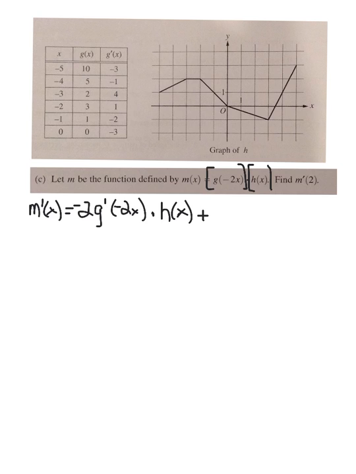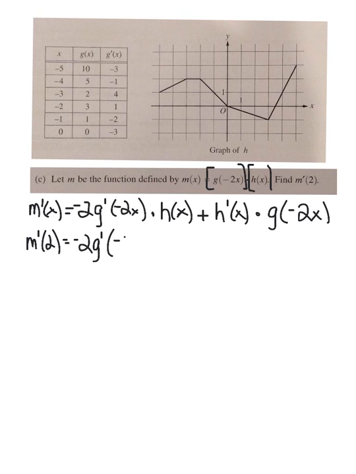Plus, now let me take the derivative of that second, which would be h prime of x, and then that's going to be times g of -2x. Okay, so now I'm going to plug in my 2. So I'm going to get -2 times g prime of -4 times h of 2, plus h prime of 2 times g of -4.